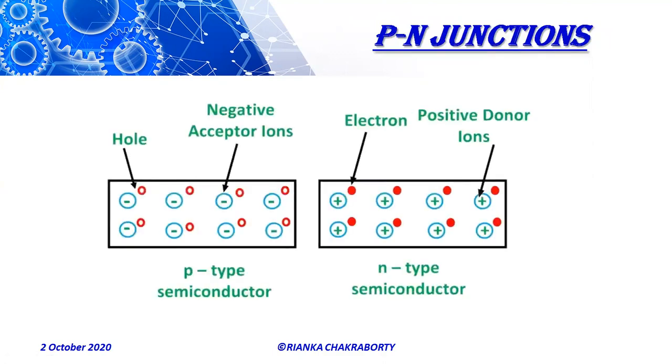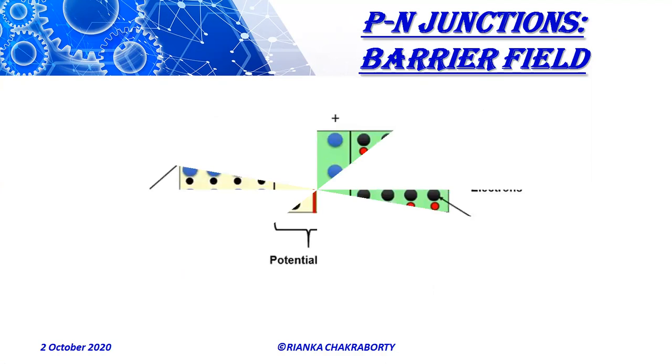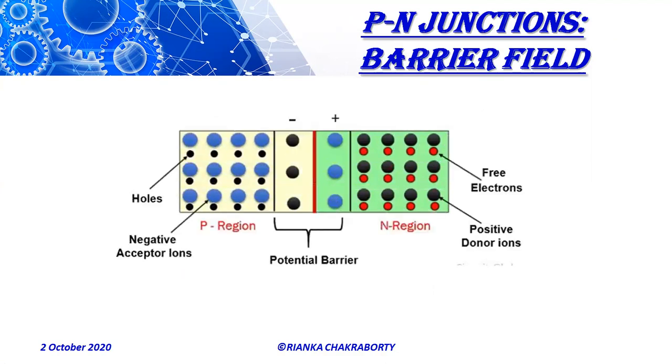So this is the figure for acceptor ions and donor ions. The positively charged donor ions are represented by an encircled plus sign and the negatively charged acceptor ions are similarly shown by an encircled minus sign. Now we assume that there are only holes in the p side and electrons in the n side.